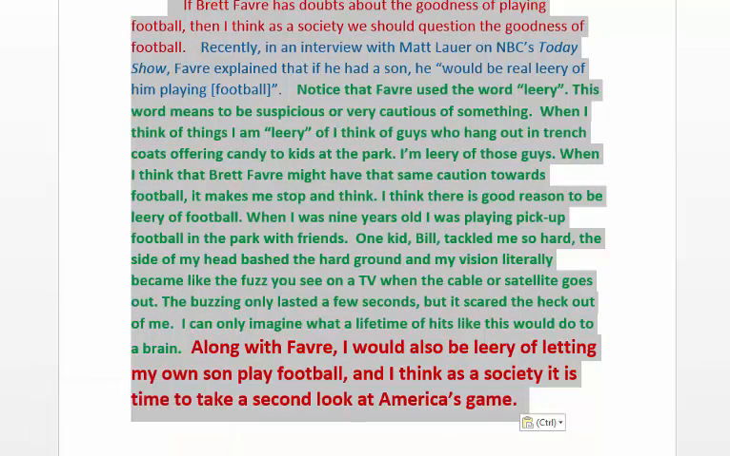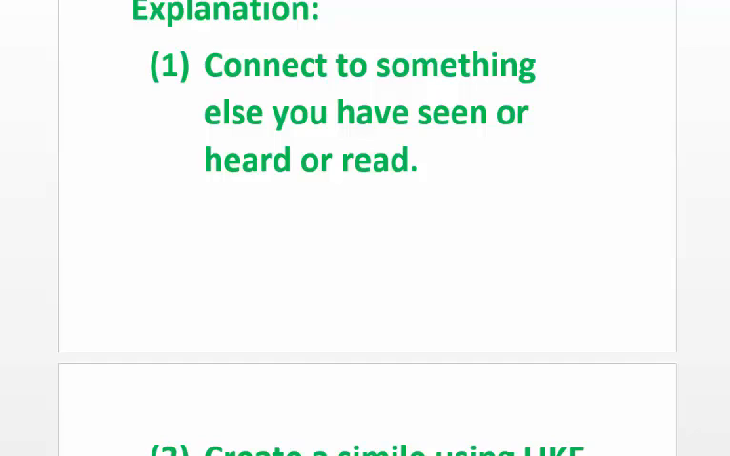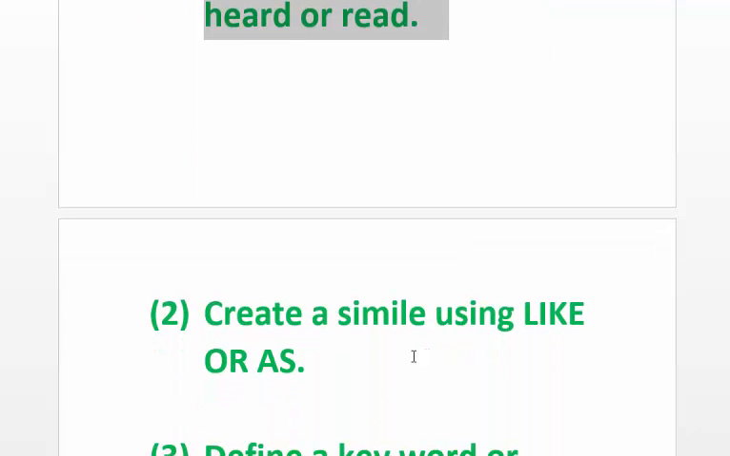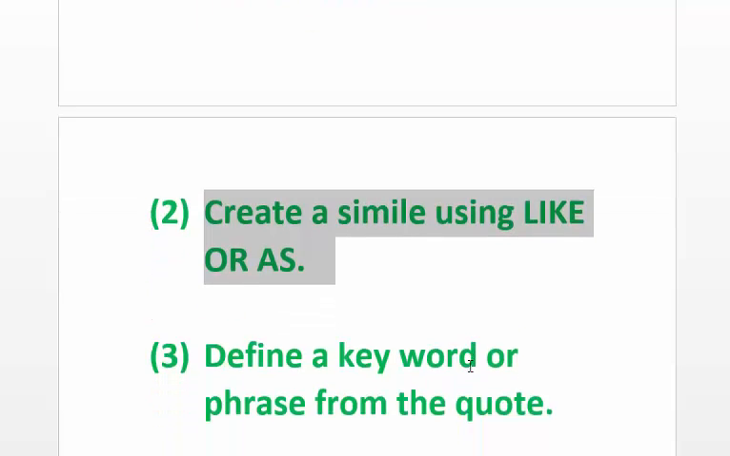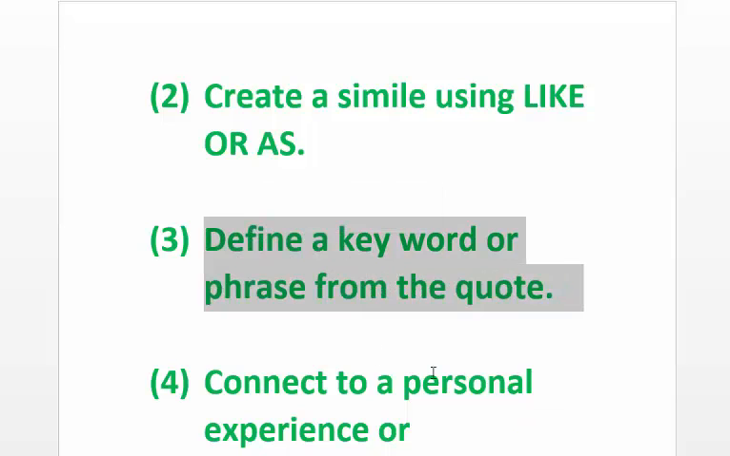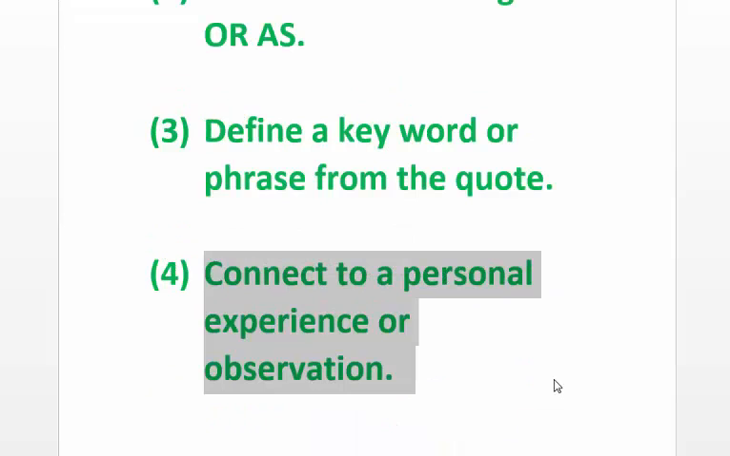Remember a few things. The explanation part of the paragraph can often be the hardest, but there's lots of ways to explain. Try to connect to something else you've seen or heard or read, a book, a movie, a newspaper article, a current event, something. Try creating a simile. Use like or as. What is your example like? What is it as? Define a key word. Sometimes just a key word pops out like the word leery did, or a phrase. Finally, you can often connect to a personal experience or observation to help illustrate the point. It just helps make it clear.